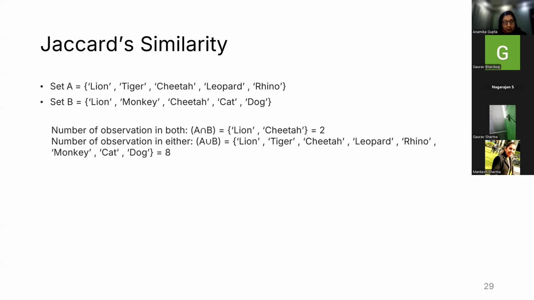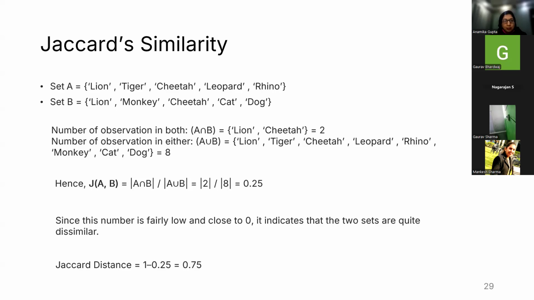In this particular example, it is 2 upon 8, which is 0.25. So they are not very similar to each other. They have something in common, but they are not very similar to each other. So this is called Jaccard similarity. Similarly, we have another metric which is called distance, which is opposite of the similarity. So it becomes 1 minus the similarity. So it becomes 0.7.